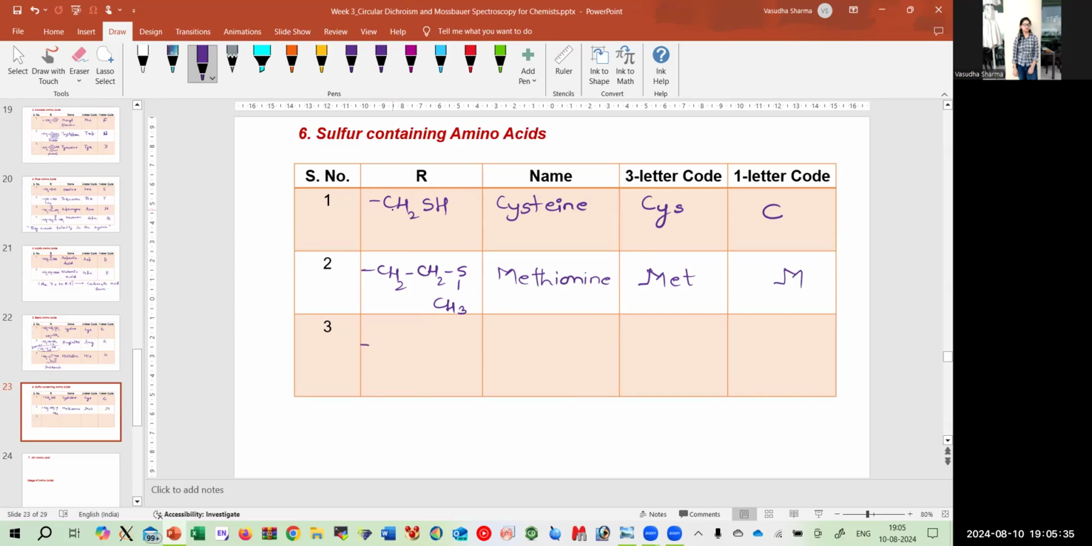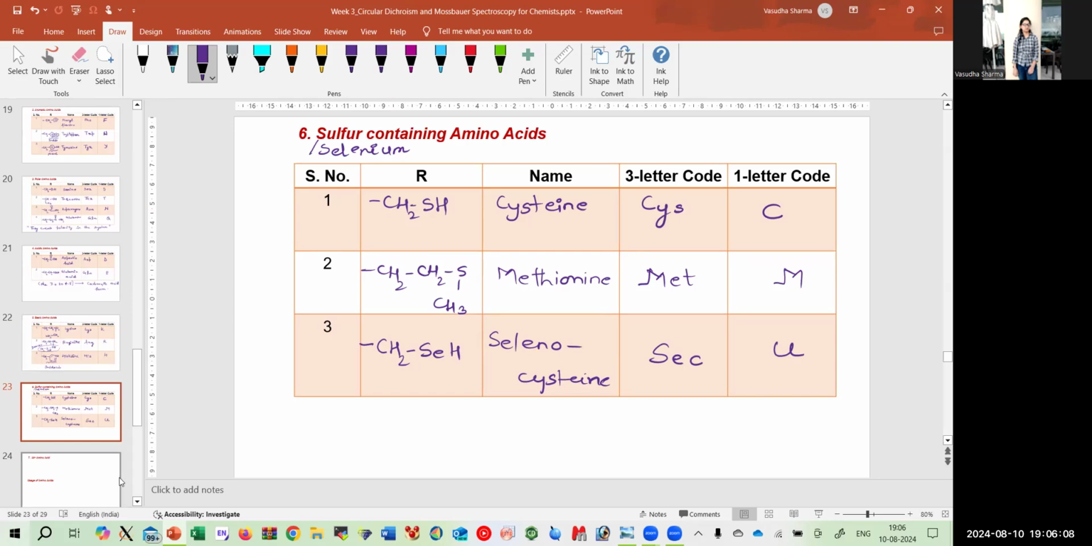Then the last one is CH2, SeH. So this is sulfur or selenium containing, you can say, because sulfur and selenium have the same properties. So it is selenocysteine. If you can see clearly, in place of SH, here it is selenium. It is named SEC and the symbol is small.